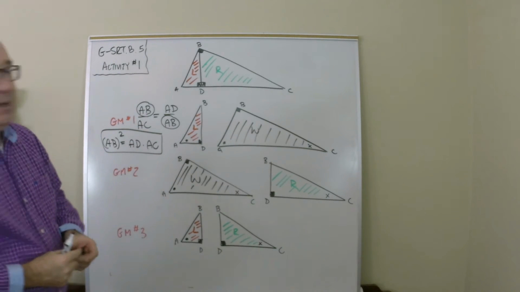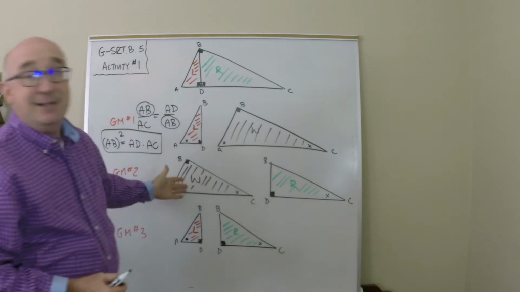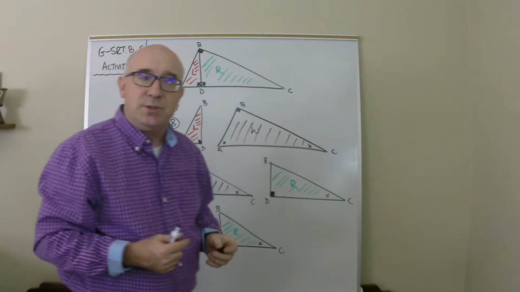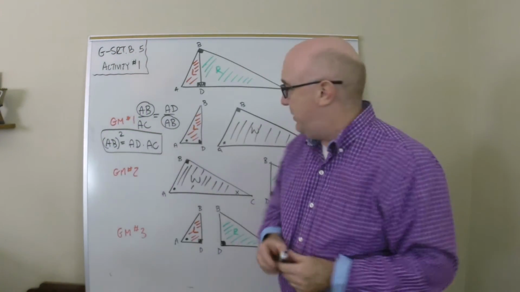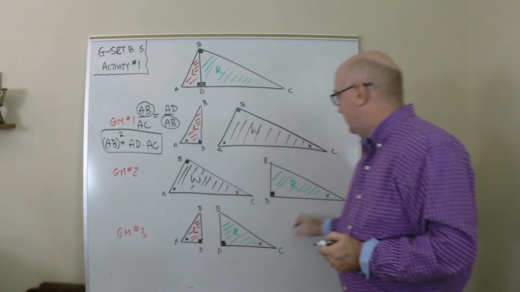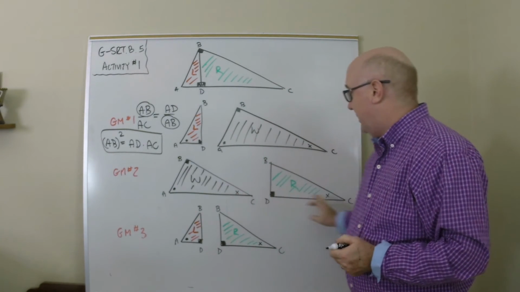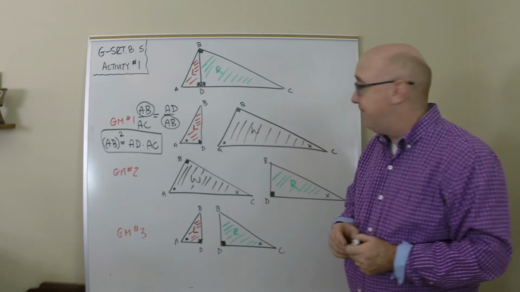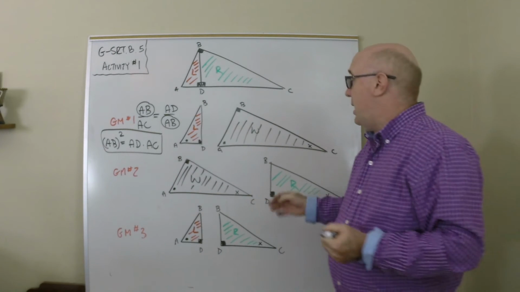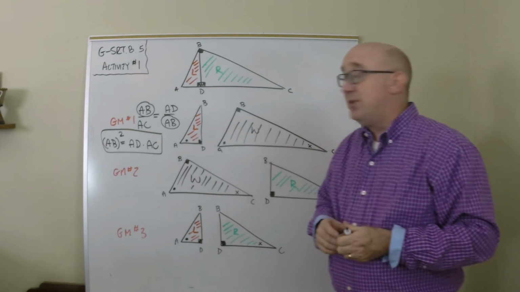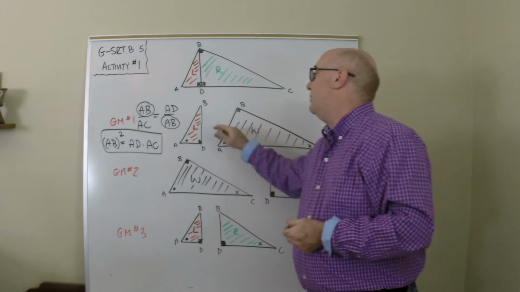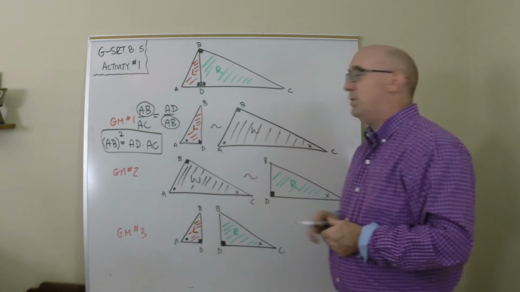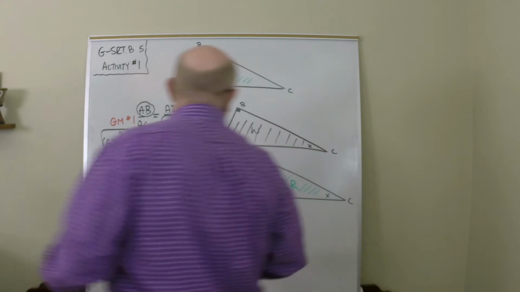Let's take a look if we compare the right to the entire. They are also similar by AA because I have an angle. Let's see, it's actually angle C is in common, reflexive. And then I have the right angle. So these are also similar. These were similar and these were similar. And I can do the same thing.